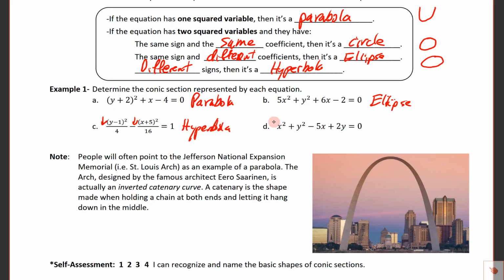And then the last one here, it's got to be a circle, you would think. Same sign, same coefficient. They're both positive, they're both +1. So this is going to be a circle.